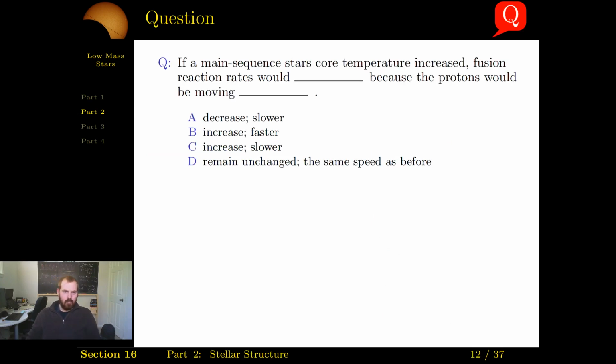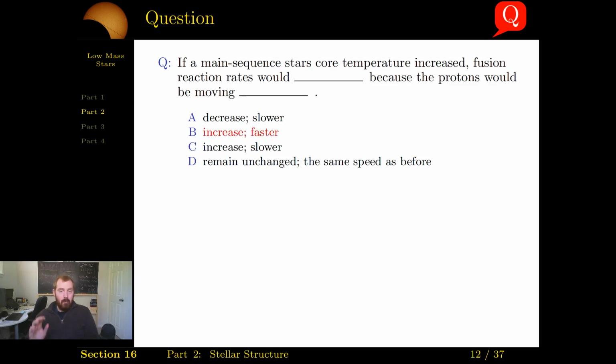So, let's try another quick question, right? Let's say we have a main sequence star and the temperature in the core suddenly increases. What happens? Well, if the temperature goes up, should fusion reactions increase, decrease, or remain unchanged? If temperature is going up, the number of collisions is going up, so the fusion rate is definitely going to increase.